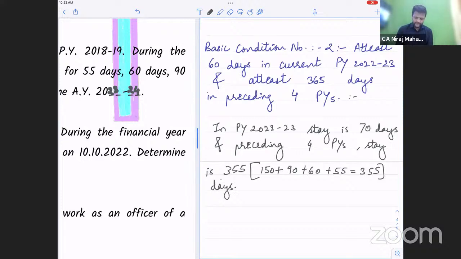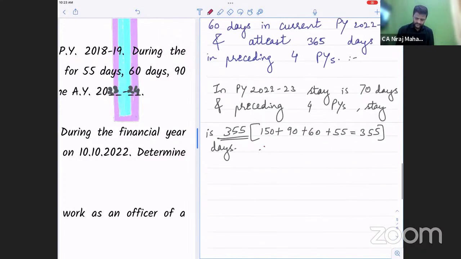So what is 355? That is the problem. The first case is satisfied. Which one? The first part, 60 days. The second part is satisfied or no? Not satisfied. Understood? Therefore, basic condition number 2, not satisfied. Clear till here?